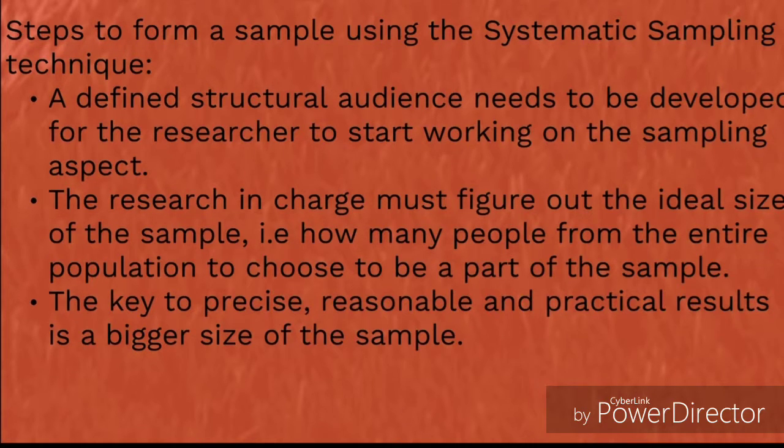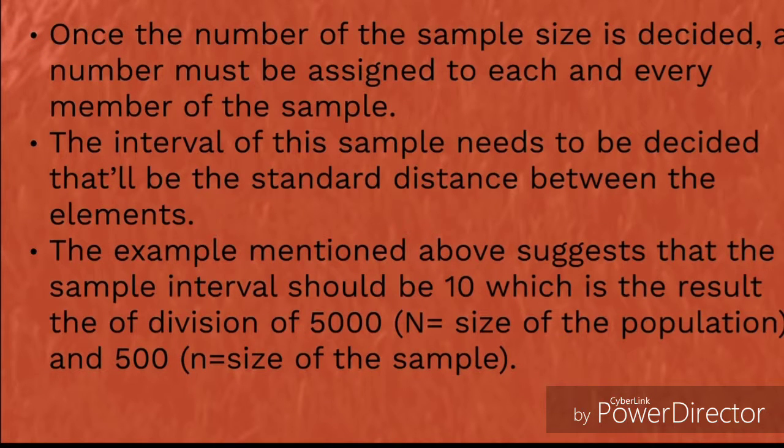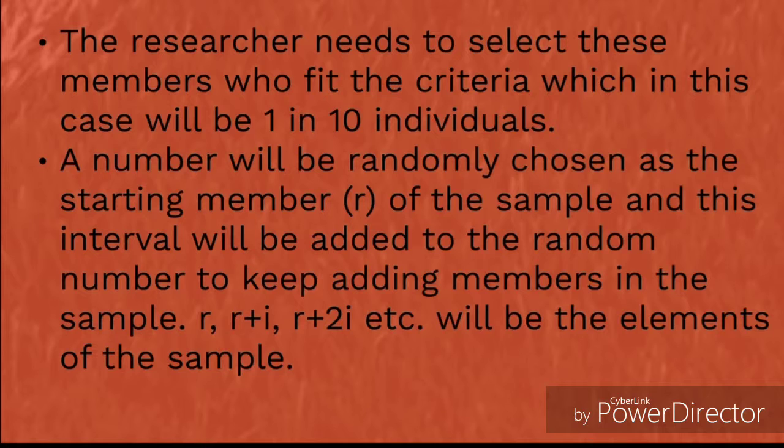Once the sample size is decided, a number must be assigned to each and every member of the population. The interval of this sample needs to be decided, which will be the standard distance between the elements. The example mentioned above suggests that the sample interval should be 10, which is the result of the division of 5,000 by 500. The researcher needs to select those members who fit the criteria, which in this case will be 1 in 10 individuals.